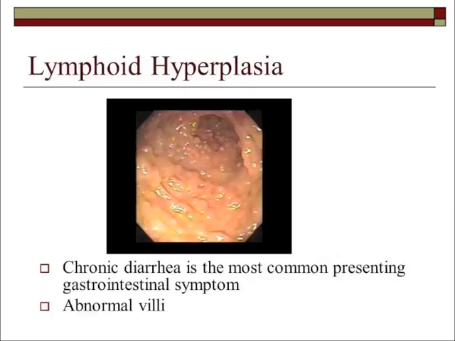You can also see lymphoid hyperplasia when they scope these patients. On histo, you're going to see abnormal villi, and like I said, chronic diarrhea is going to be the most common presenting GI symptom in these patients.